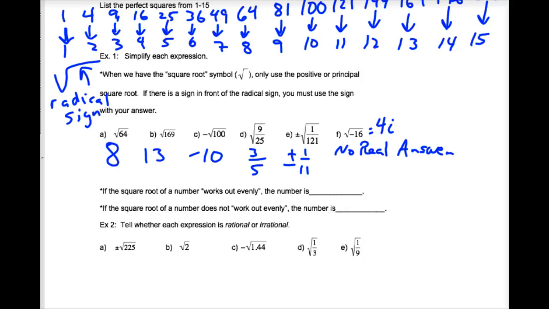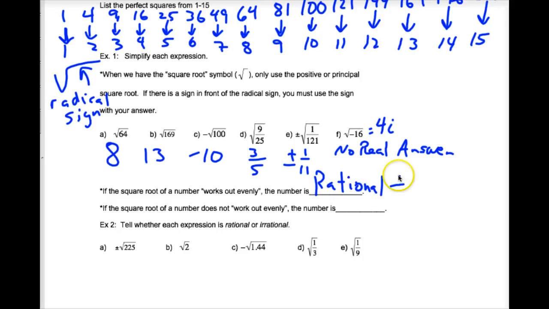And we're going to do imaginary numbers. What does i stand for? Imaginary. The i is what you do with negative square roots. It comes out as an i. All right, if the square root of a number works out evenly, the number is rational.